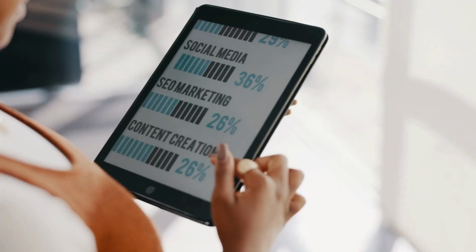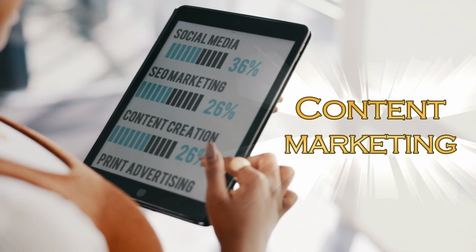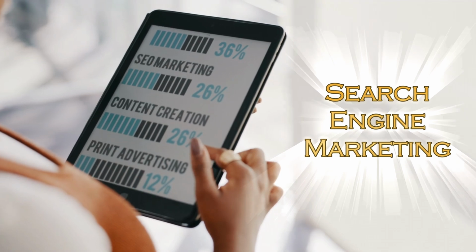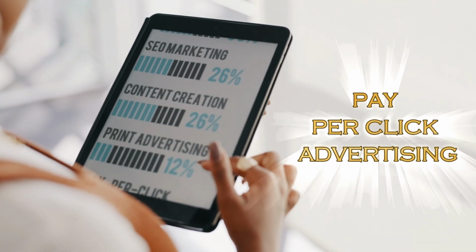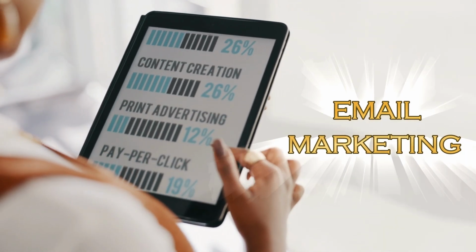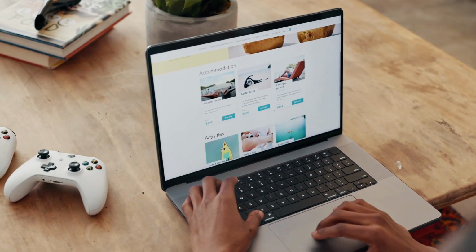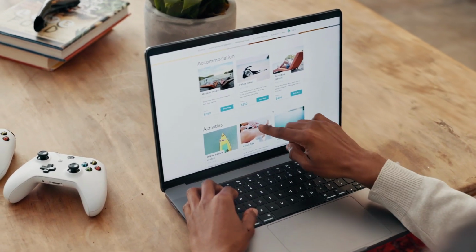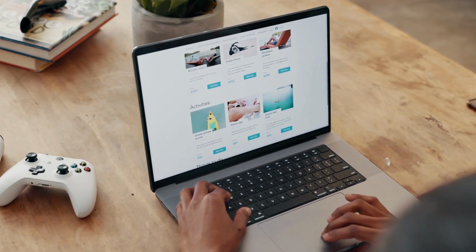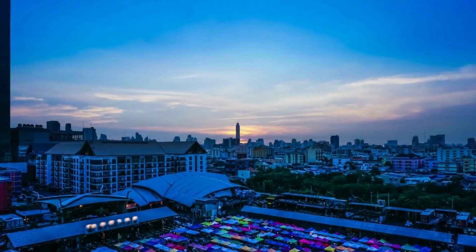Digital marketing includes a wide range of strategies, such as content marketing, search engine marketing, pay-per-click advertising, social media marketing, email marketing, and affiliate marketing. By understanding these categories, it was possible to craft a comprehensive digital marketing campaign for an e-commerce website. Let's break down each type.